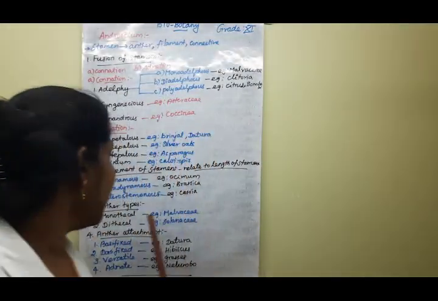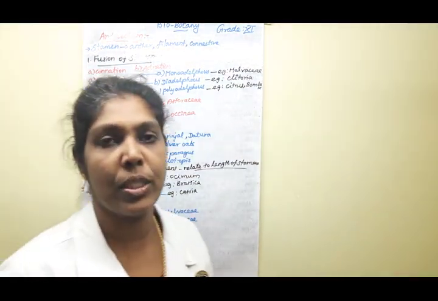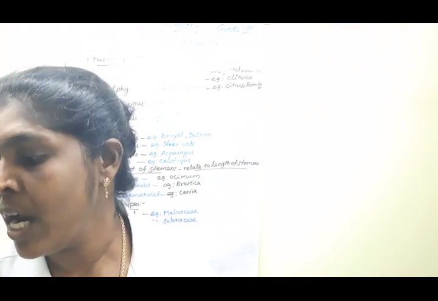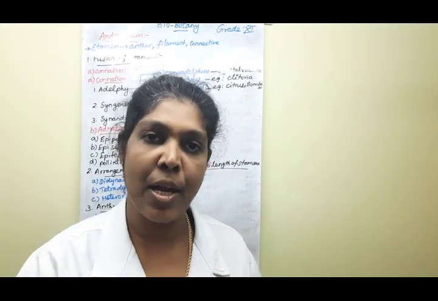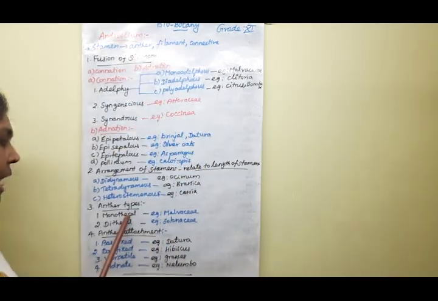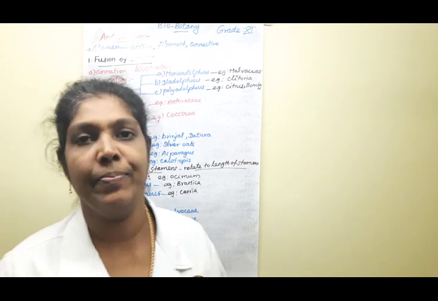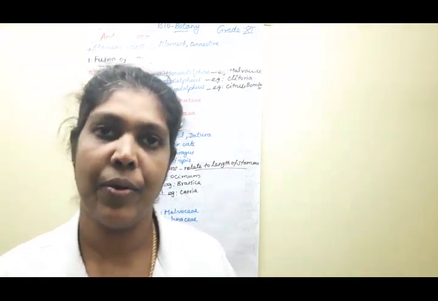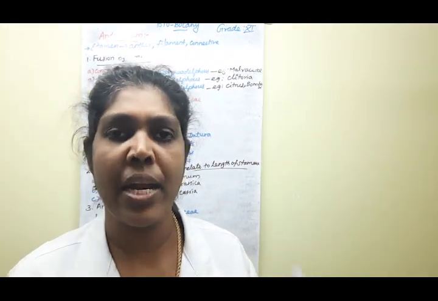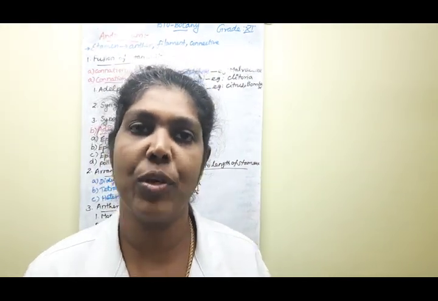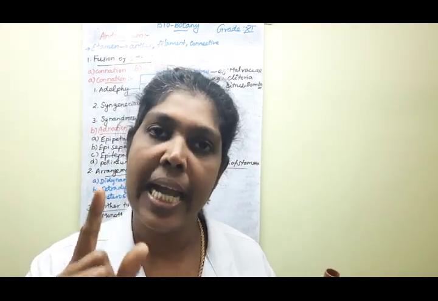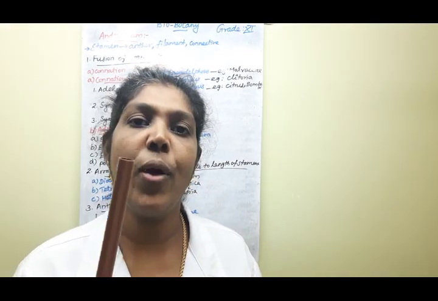Yes. Good. Very good. Next one, anther types. Anther types are mentioned in 2 types, children. One is monothecous and another one is dithecous. Clear? One is monothecal and another one is dithecal. Dithecous or monothecous, or dithecal or monothecal. Clear? Whatever you say is right. Monothecous or monothecal, dithecous or dithecal. Clear?